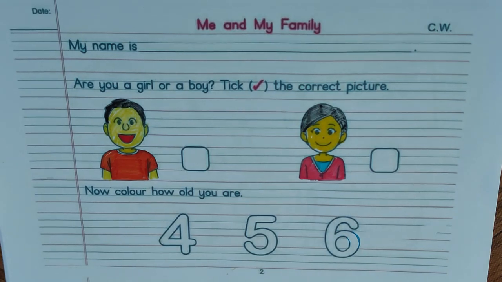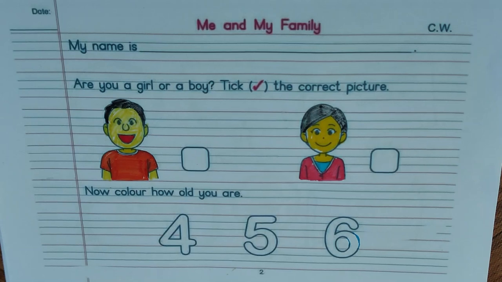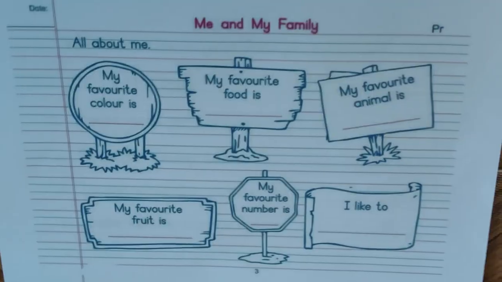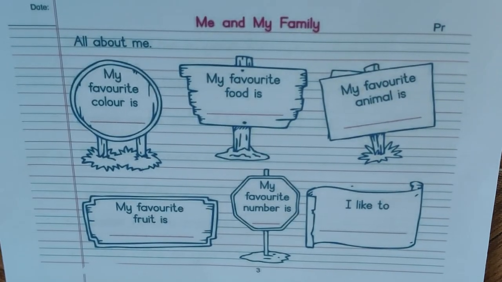Next is, now color, how old are you? So what is your age? According to your age, you will color. Not tick, any color you can use of your choice. 4, 5, 6, these are the age groups where you can select and color it.